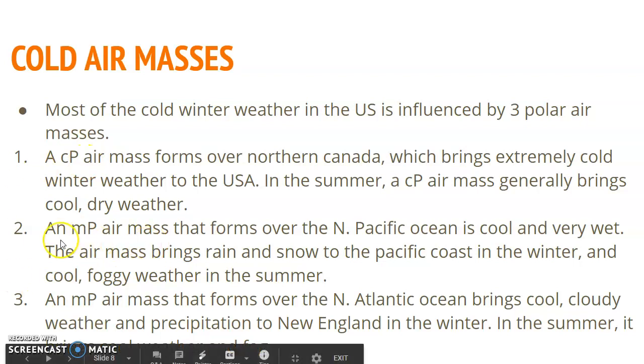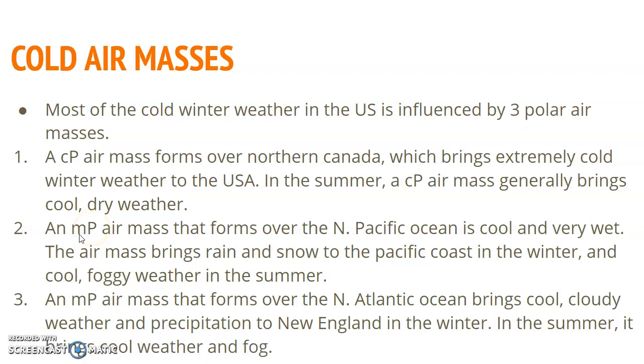Now, another one over here is an mP air mass. We know that m stands for maritime, which means it's going to be wet because it was formed over water. And P means polar, so it's going to be wet and cold. This air mass was formed over the northern Pacific Ocean. Since it is wet, we can imagine that it also brings a lot of rain and snow to the Pacific coast in the winter, and cool and foggy weather in the summer.